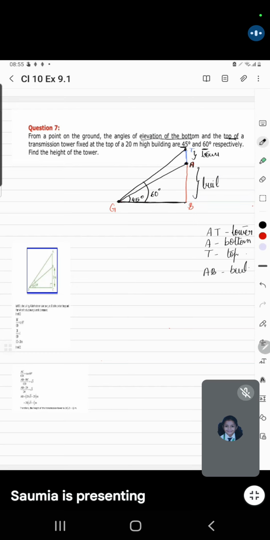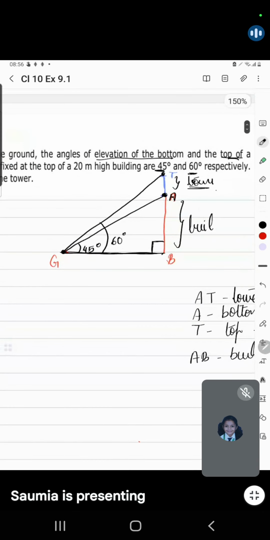Okay. So now what do we have to find out? I have to find the height of the tower. If you observe, the tower will be standing perpendicular to the ground. So how many right angle triangles are there in this? 2 right angle triangles. I'll draw them separately. This is the outer triangle that I have drawn, T, B and G. Here angle is 60. And the inner triangle that I'm drawing, A, B, G, this is 45.